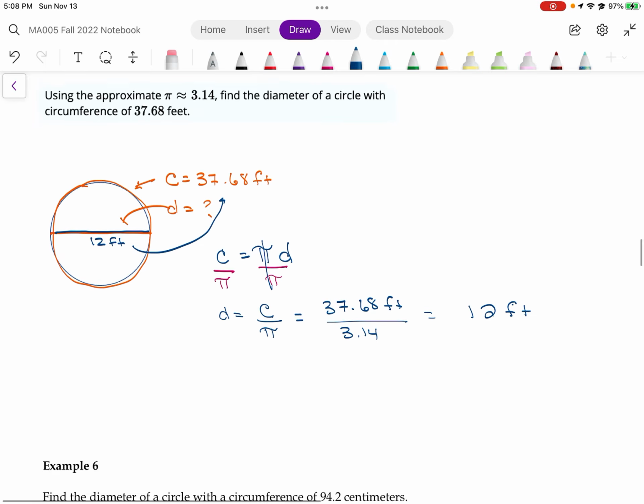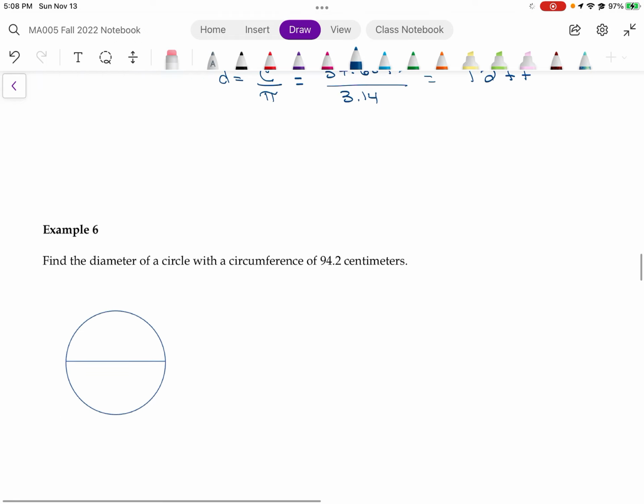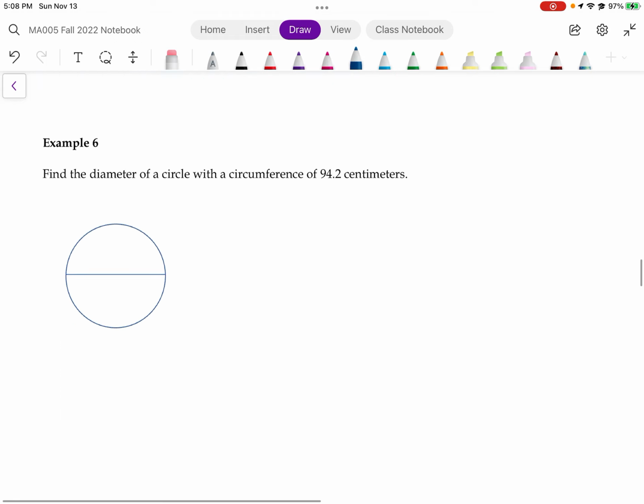Okay, so that's circles. Try another one similar to that and see what you can do.